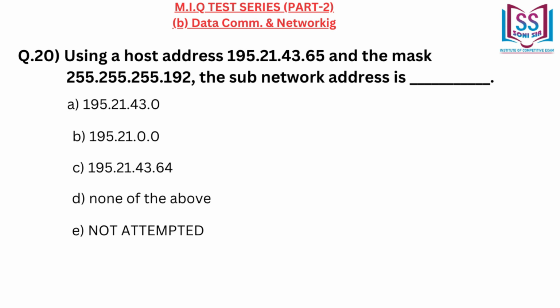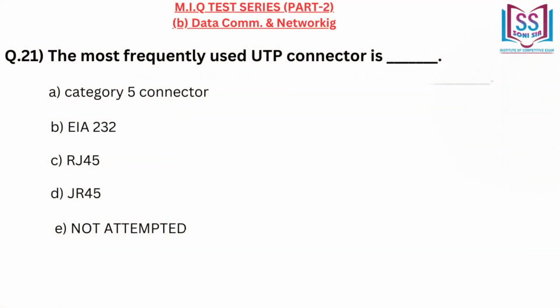195.21.43.0. B. 195.21.0.0. C. 195.21.43.64. D. None of the above. The most frequently used UTP connector is dash. A. Category 5 connector. B. EIA232. C. RJ45. D. JR45.